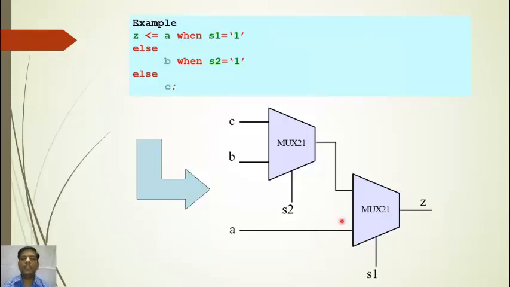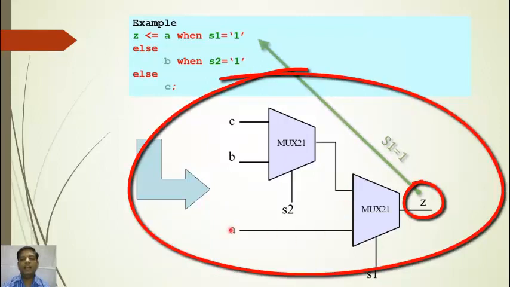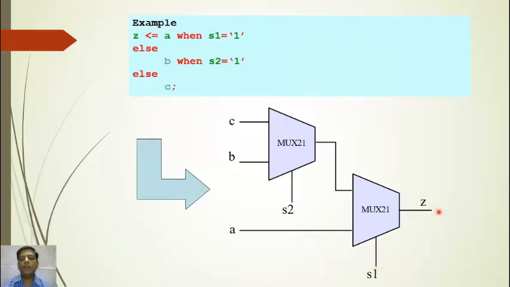Here 2 input lines, that is the output of the first mux and another input A, and select input S1, and the final output is Z. So here Z is equal to A when S1 is equal to 1. If my S1 is equal to 1, I am selecting the second line, that is indicated as A, to the output. Means my Z is equal to A when my select input S1 is equal to 1.